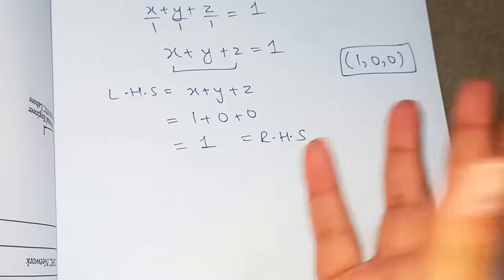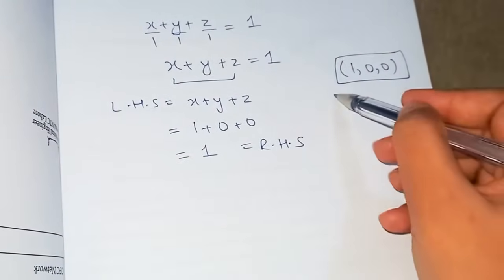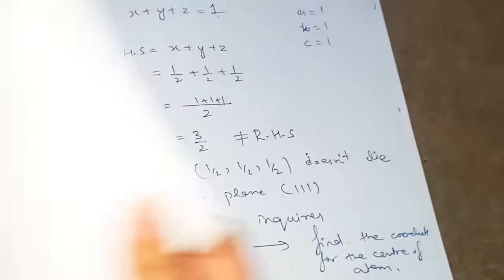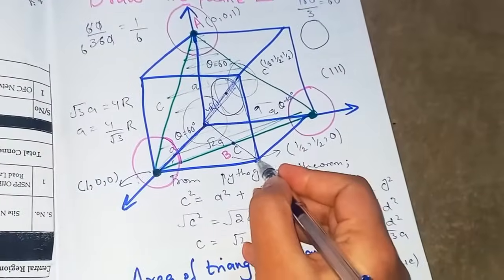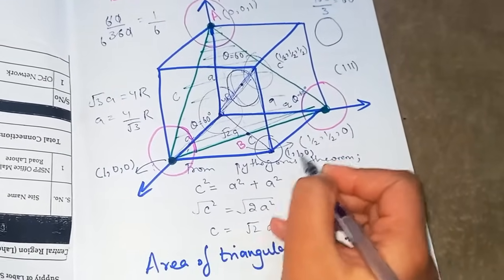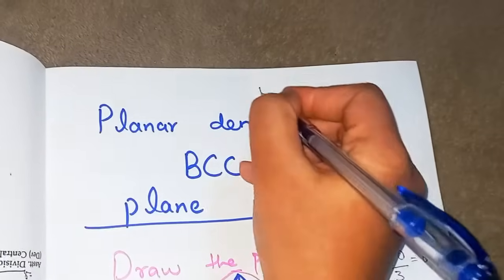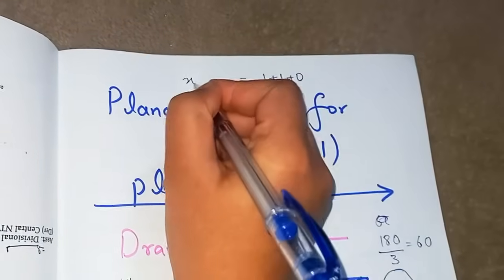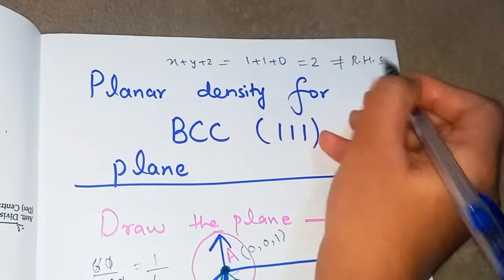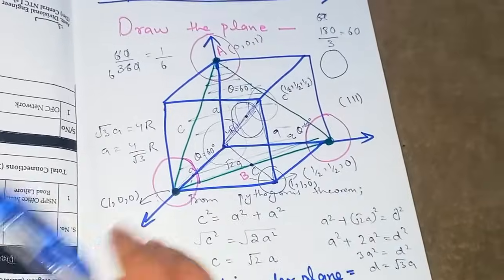Again, it is not telling you how much. You have to determine that separately, but you have confirmed that this atom is contributing to the plane. And you can also inquire whether there is an atom at this corner as well. Its coordinates are 1, 1, 0. You can easily check whether this atom is contributing to the plane or not, and you will get 1 plus 1 plus 0 as x plus y plus z, which equals 2, and this is not equal to the right hand side, which was 1. So this atom is not contributing to the plane. See how easy it is. So I'll be doing it for now.